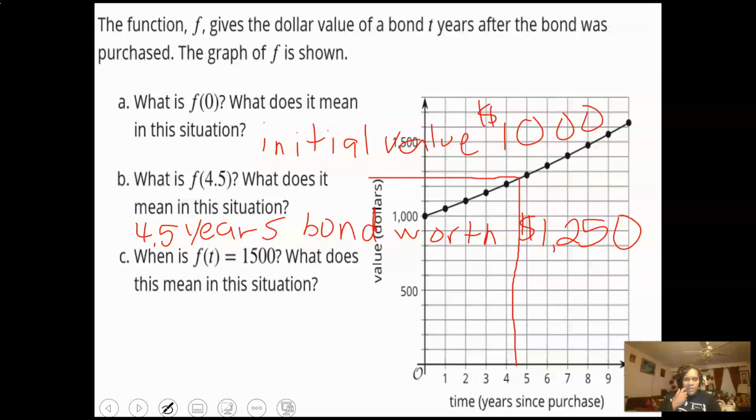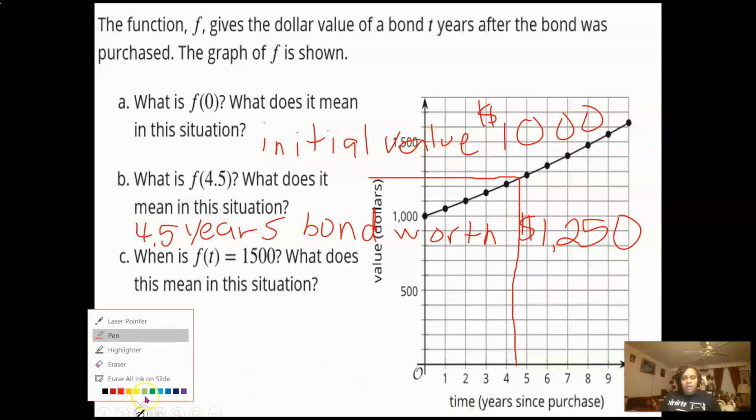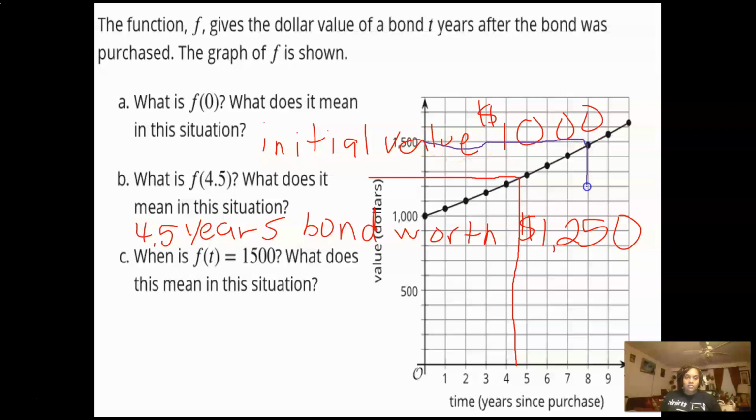And then when f of t is 1,500, what does that mean? It's saying when the value is 1,500, what does that mean? When will the value ever be 1,500? Let's change the color here so we'll see that. Here goes the value. Now we're saying the f of t. When will that value ever be 1,500? At 8 years.